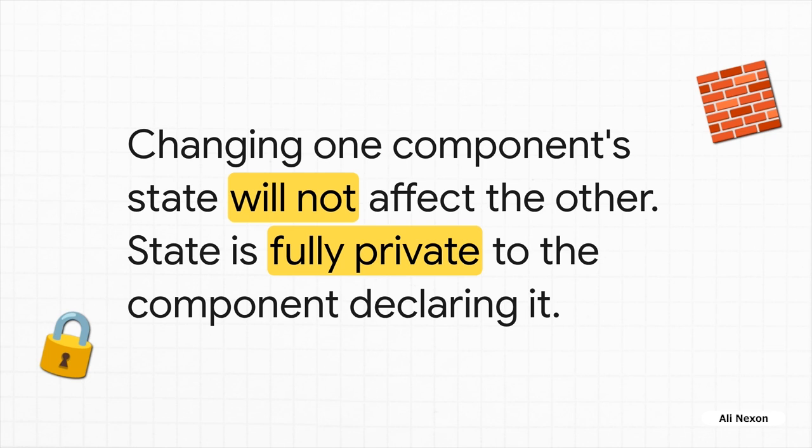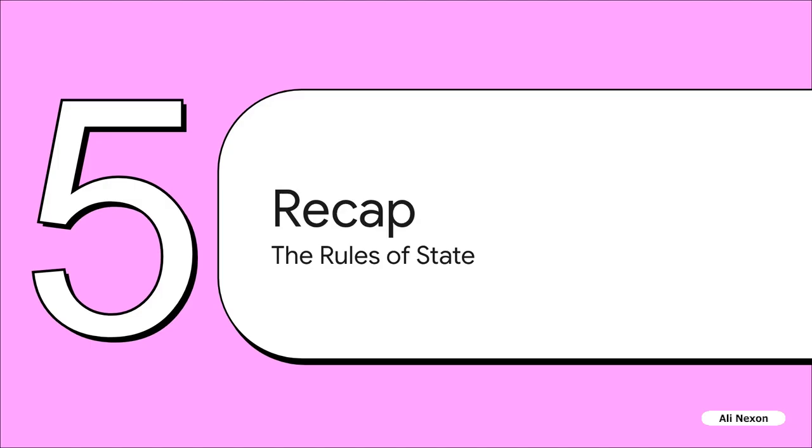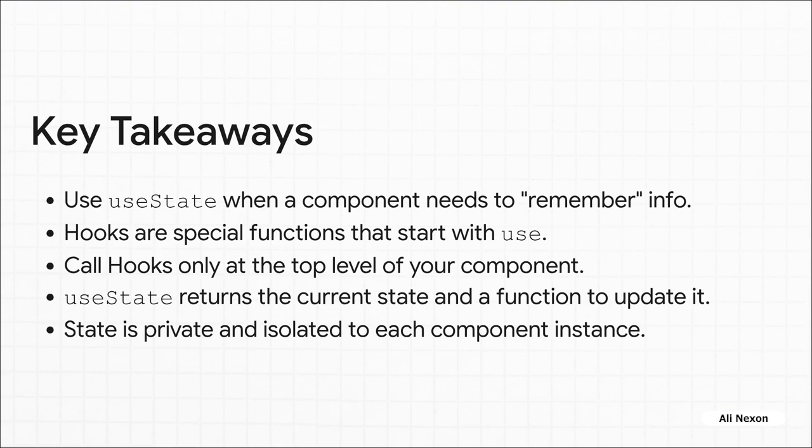State is completely private. A parent component can't mess with it, and a sibling component can't either. This is what makes React components so sturdy and reusable. Whew, okay, that was a lot, I know. So let's just take a breath and boil it all down to the most important rules you need to remember about state. So, here are the big takeaways.